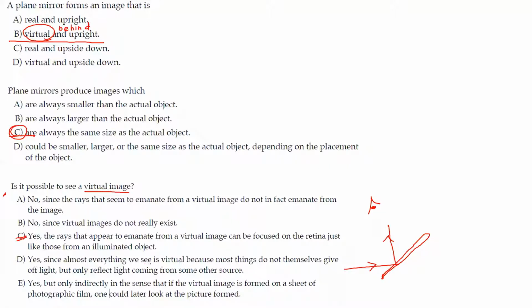So here they are saying everything we see is virtual because most things do not themselves give off light but only reflect light. So this part is correct. So everything will not give off light, but they will reflect light. But it is not because they are virtual. These are real stuff. This is a real object which gives off light due to reflection. The light rays actually came from this, right? It actually reflected off this. So that is why it is real. So D is wrong. So answer is C, okay?